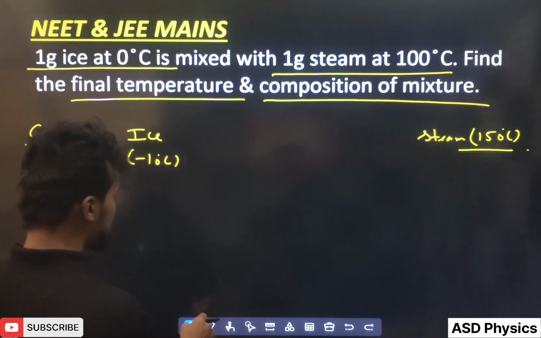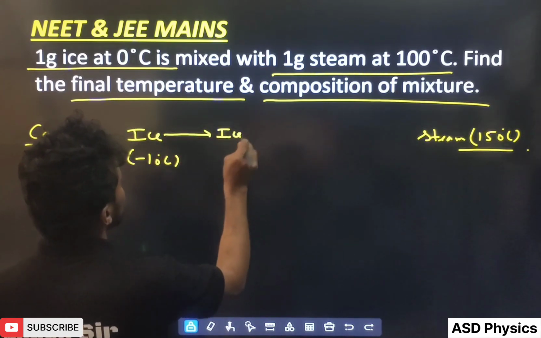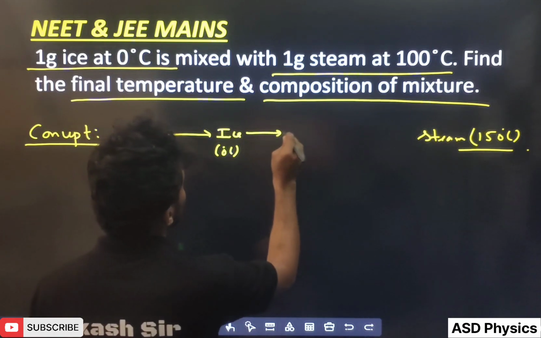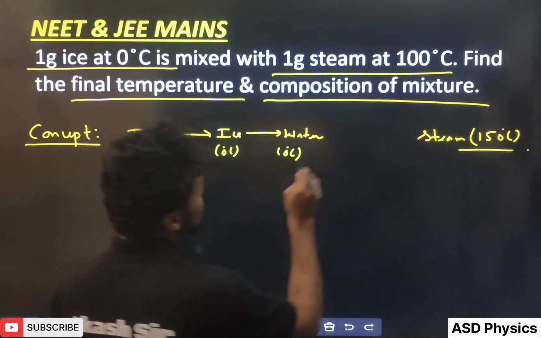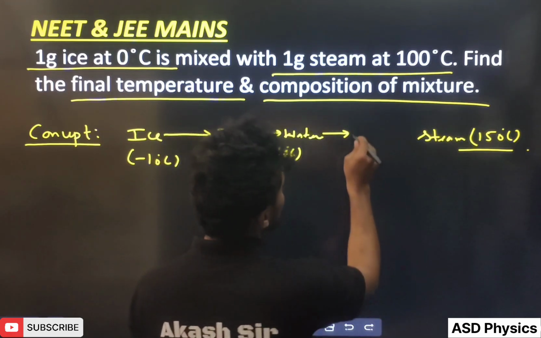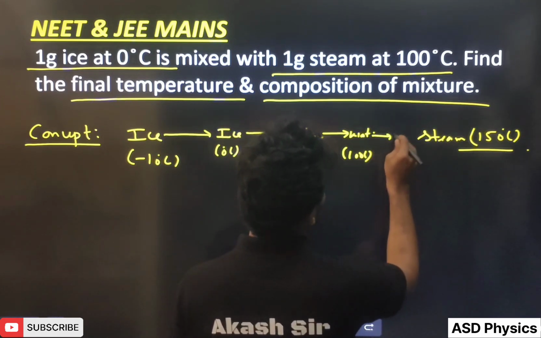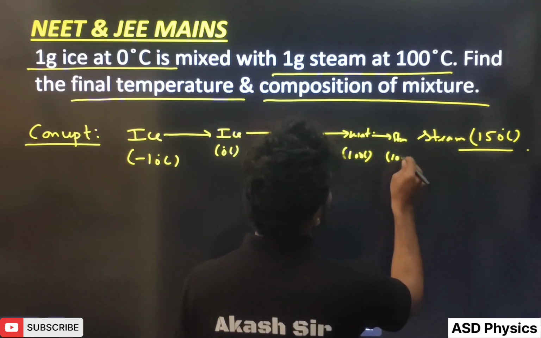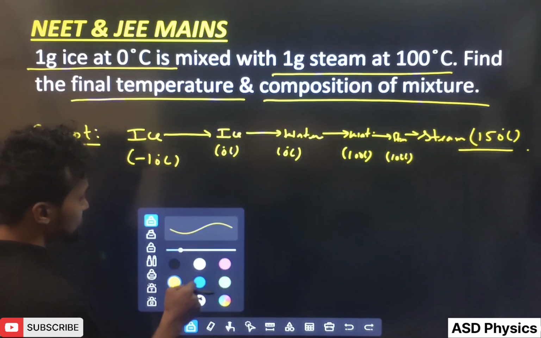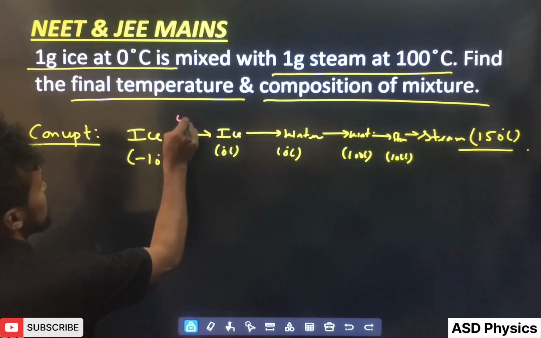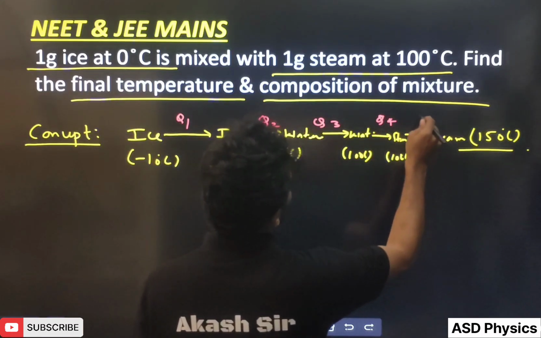So what are the steps involved? See please here. First we'll make ice at minus 10 to ice at 0 degrees Celsius. Then we'll make it water at 0 degrees Celsius. After that we will make it water at which temperature? 100 degrees Celsius. After that we'll make it steam at which temperature? 100 degrees Celsius, and then only we'll go to steam at 150 degrees Celsius.